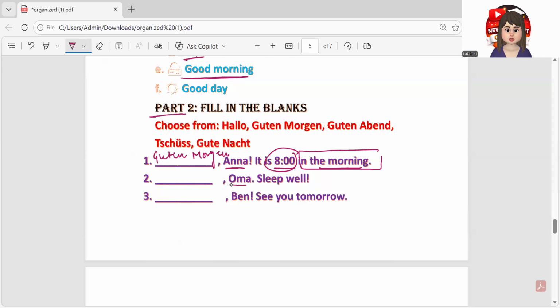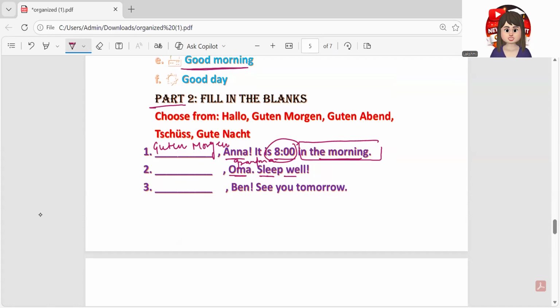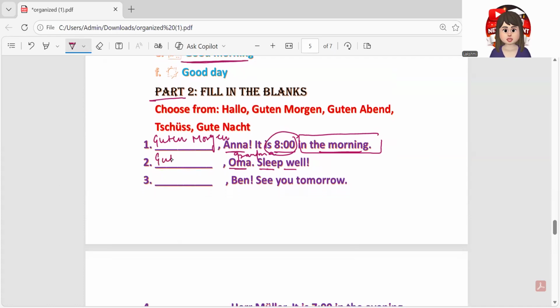Now, next one. Here it's saying Oma. Oma is called grandmother or grandma. We used to say Oma. Grandma, and then we are putting here sleep well. Sleep well, that means sleep well only. Okay, sleep good. So, according to you, which one matches? Yes, correct, absolutely. That is Gute Nacht.